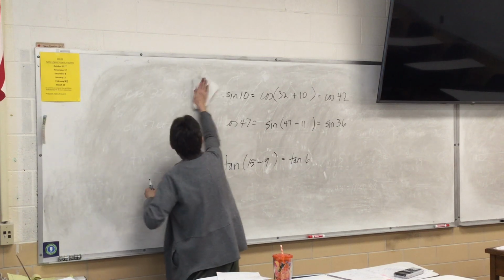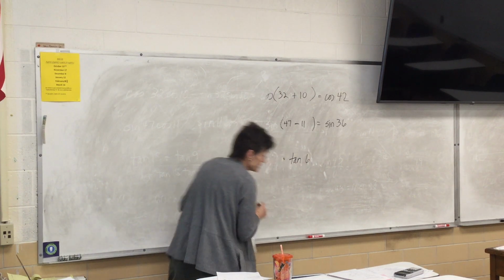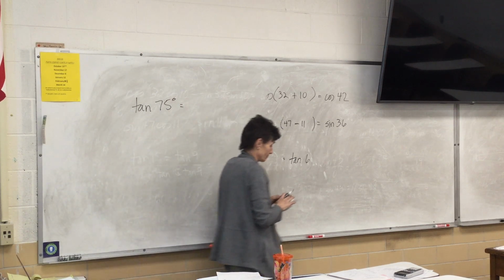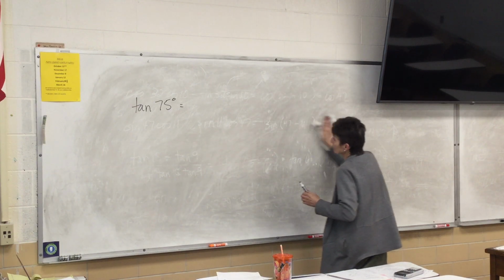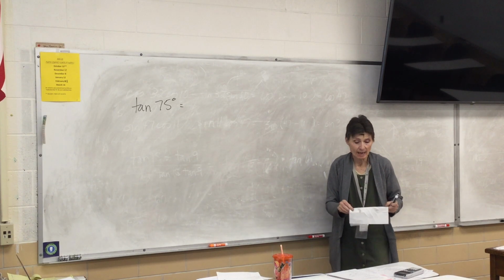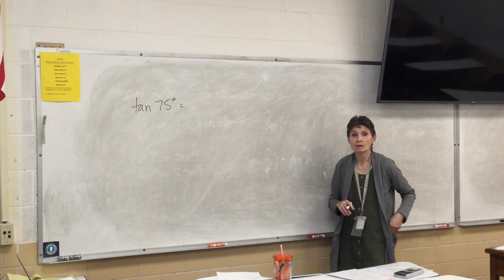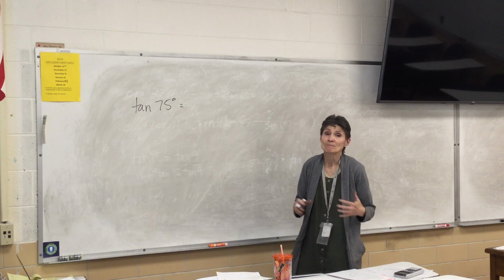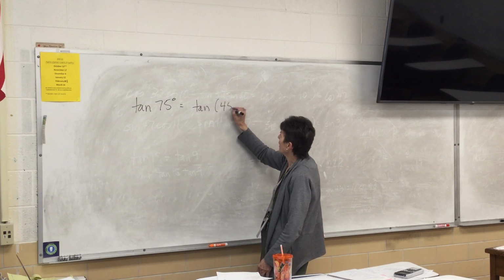Next, we're going to do a problem like find the tangent of 75 degrees. Now, I know yesterday we were doing half angles. This is not a half angle. The half angles aren't on the quiz. If you wanted to do it that way, it wouldn't be wrong. But my intent is for you to think of 75 as maybe 45 plus 30.